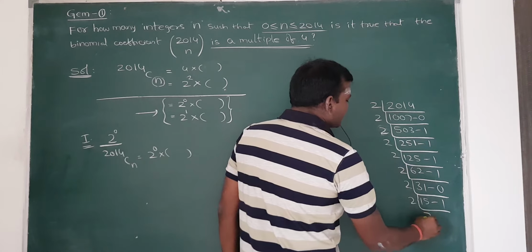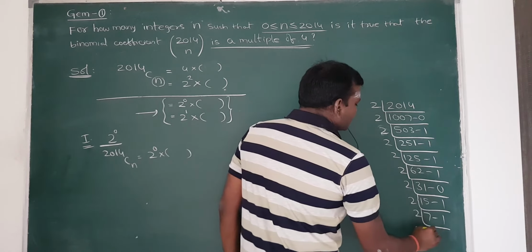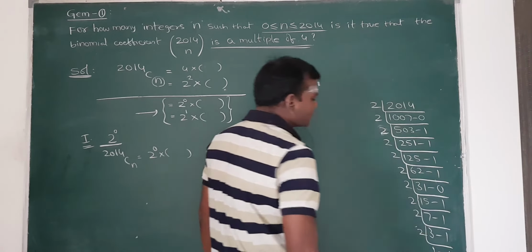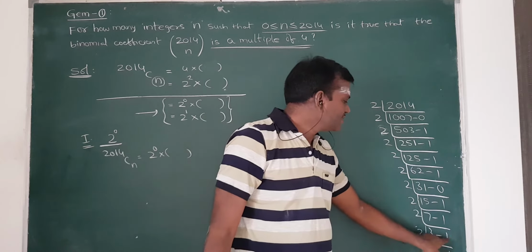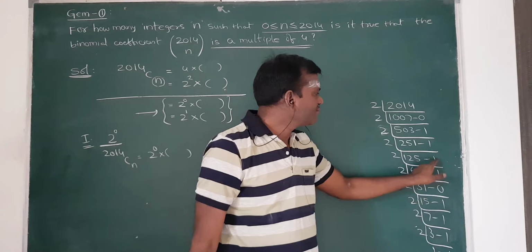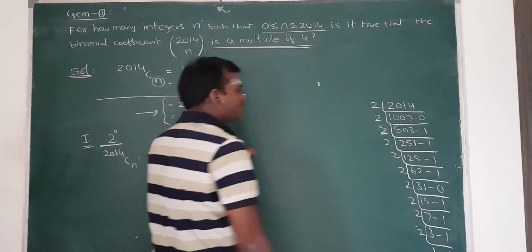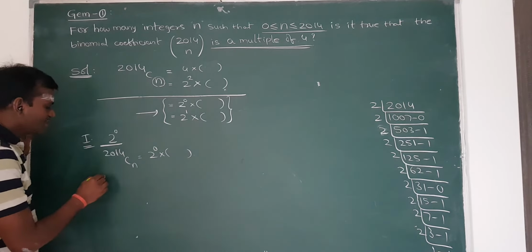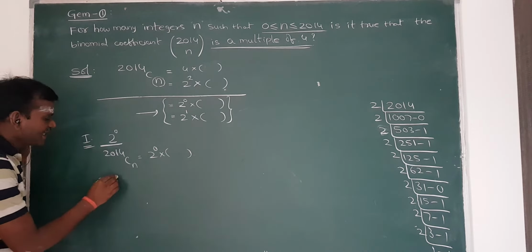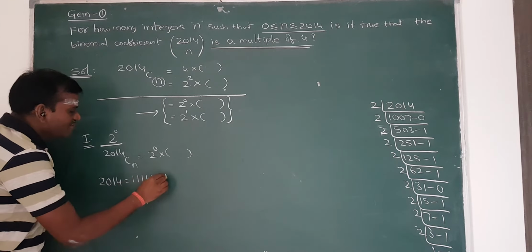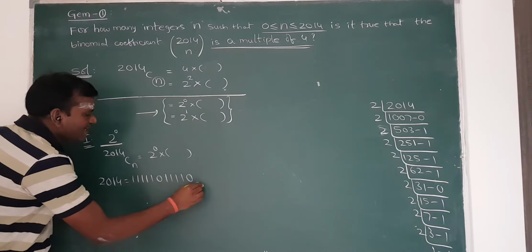Again 2 table 7 times remainder is 1. Again 2 table 3 times remainder is 1. Again 2 table 1 time and remainder is 1. That means 5 ones, 0, 4 ones, 0. So 2014 can be expressed as 1 1 1 1 1 0 1 1 1 1 0 in binary.